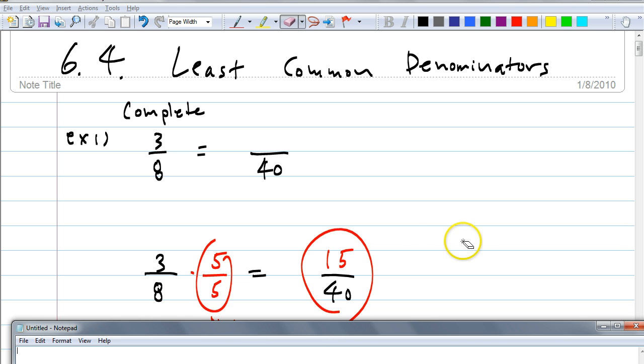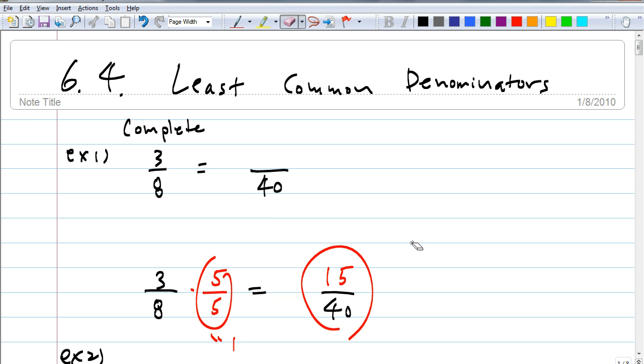Yeah, you're basically multiplying it by 1, right? So even though the fraction looks different, their values are exactly the same. 3/8 is the same as 15 over 40. Sometimes you want different denominators, like I said before, when you are adding or subtracting fractions. So let's say you had 3/8 and another fraction with something over 40. You want to make 3/8 into something over 40. Same thing there.